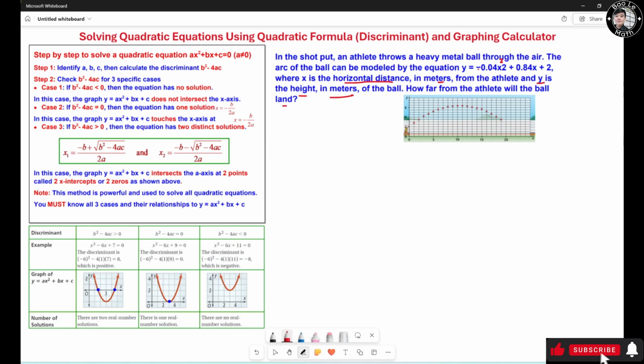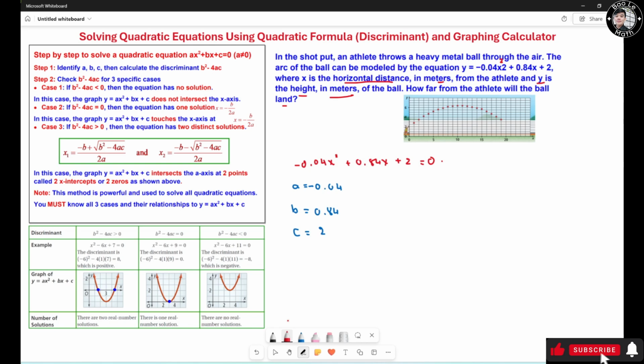Basically you need to write the quadratic equation negative 0.04s squared plus 0.84s plus 2 equal to 0. And you need to solve this quadratic equation, right? So we have a equals negative 0.04, b equals 0.84, and c equals 2.